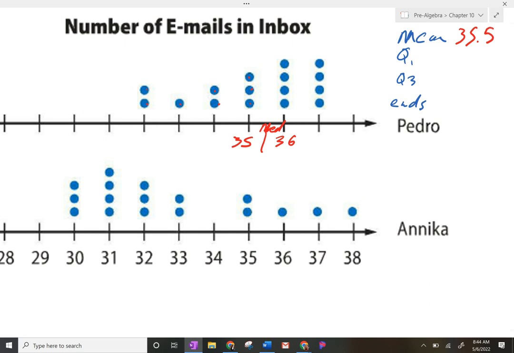So again, I've got 8 that I counted over here. That will be the left half. 8 will be on this side. That'll be the right half. Now I'm going to focus. I'm going to grab my highlighter just like every other time.